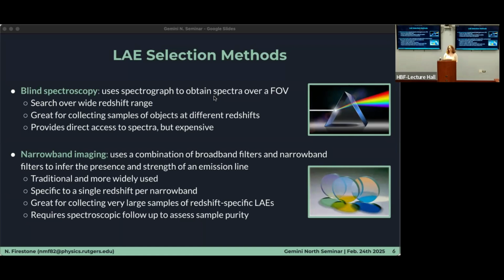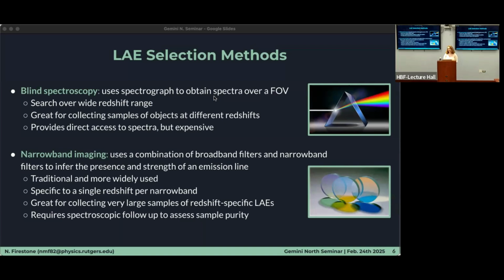So more traditionally, we use a narrowband imaging technique in which we combine broadband images that cover a wide range of wavelengths with narrowband images that cover very small ranges of wavelengths, and compare the brightness in those different images to infer the presence of our emission line feature.